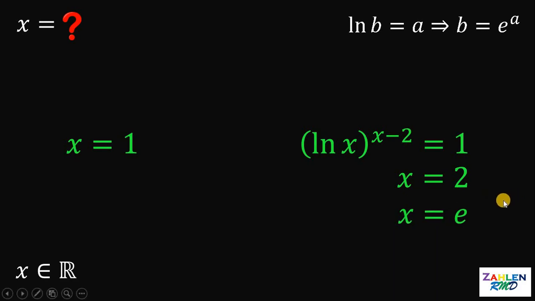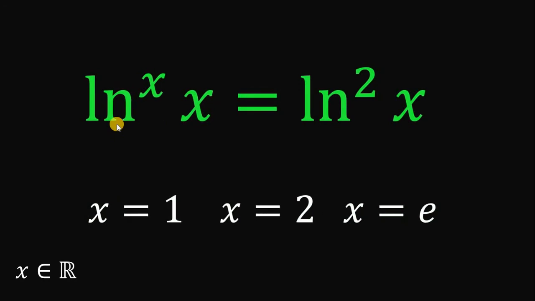Therefore, given this equation, ln of x raised to x equals ln of x squared, the values of x that satisfy this equation must be x equals 1, x equals 2, or x equals e. Now, you can check those three values and see that all of them satisfy the given equation. And as always, we are done.